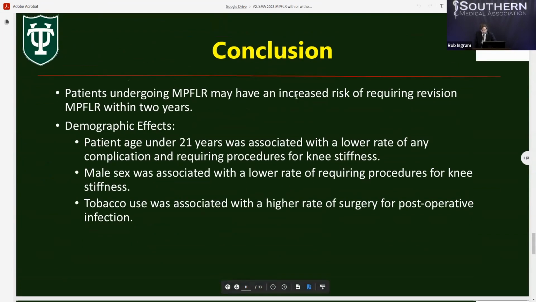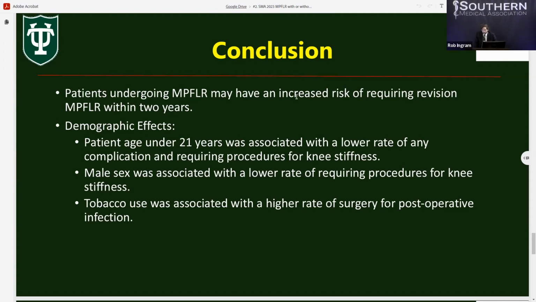To conclude, our study found that the MPFL reconstruction cohort exhibited higher rates of revision surgery at 2 years when compared to the MPFL reconstruction with TTO group. In terms of demographic factors affecting patient outcomes, patient age under 21 years was associated with lower rates of any complication and requiring procedures for knee stiffness.